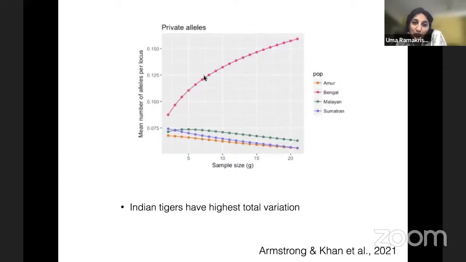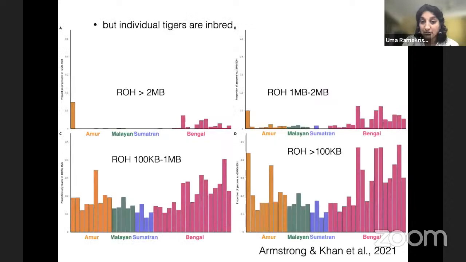But basically, as you go with the Bengal tigers, we still haven't even reached a plateau. So even with 20 individuals, we're still discovering variation. So there's a lot of variation in Bengal tigers in their entirety. And basically they have the highest amount of variation.